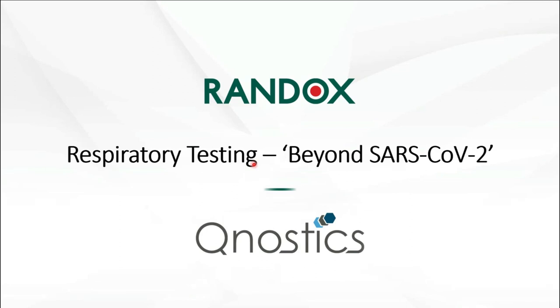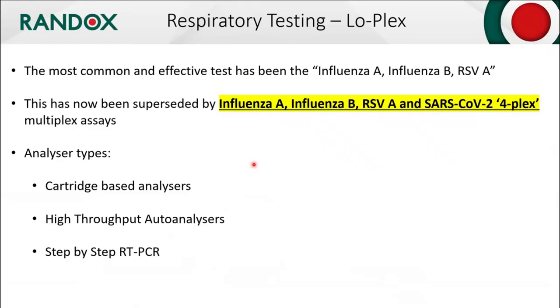obviously, we're moving into the summer period now, and we'll see a general dip within COVID and within other respiratory viruses, even though they haven't been very prevalent in the last year. As everyone will know, over time the most popular winter assay has been the influenza A, B and RSV A test. This has now been superseded by influenza A, B, RSV and SARS-CoV-2 fourplex assays. And everyone is bringing out a test like this at the moment. We know that GeneXpert are bringing out tests, Roche, Abbott, they're all moving towards this sort of fourplex format. The types of analyzers are all the ones that you'll have in your labs: cartridge-based machines, high throughput automatic analyzers, and step-by-step real-time PCR kits as well.